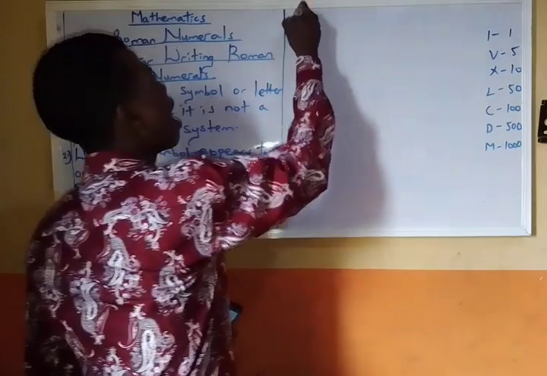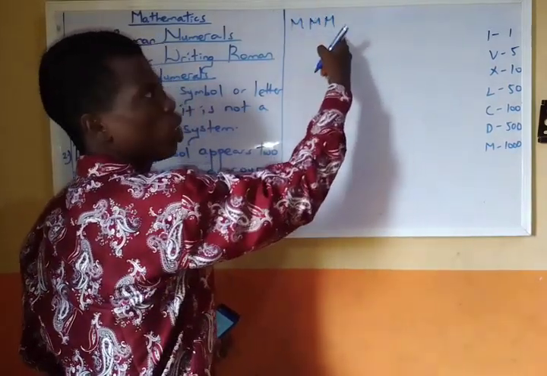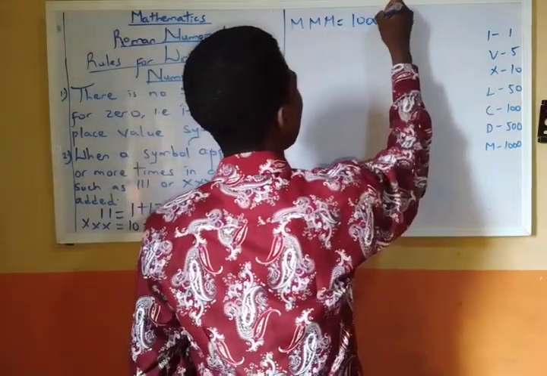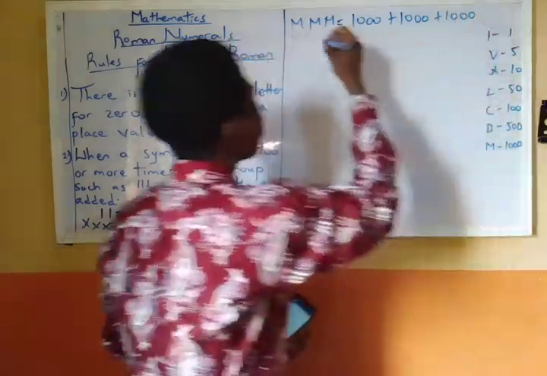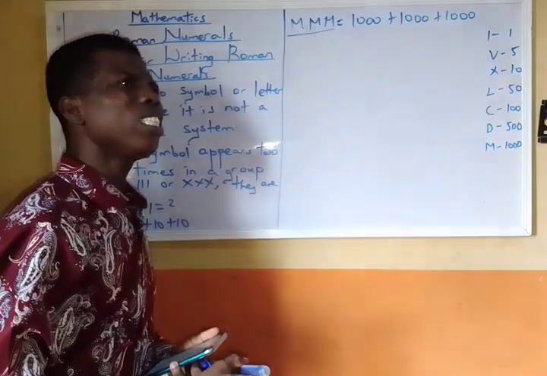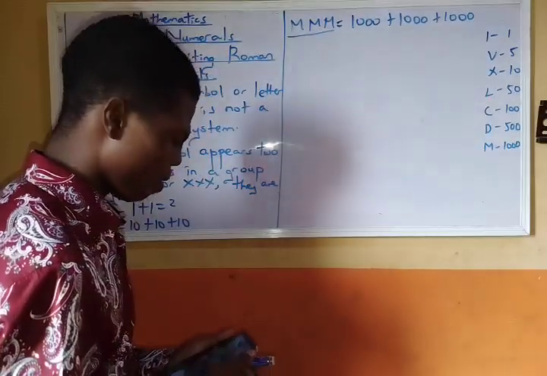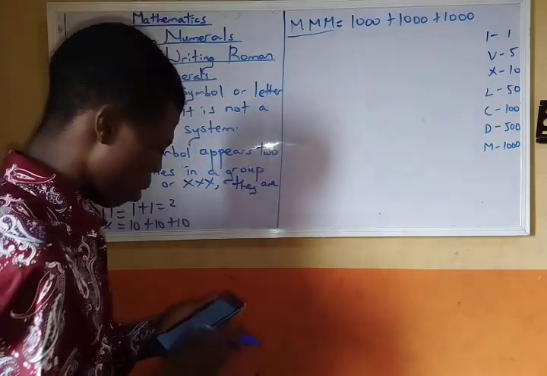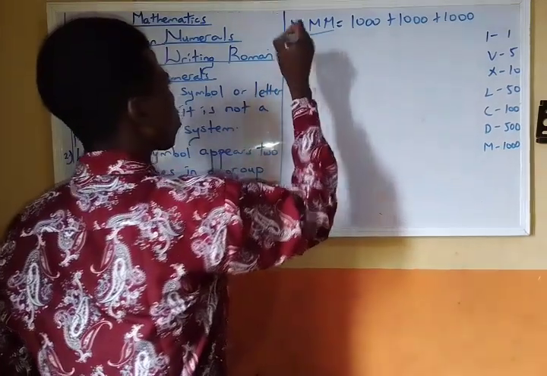So if I have MMM, this one is not a money making machine. It actually means, what is M? 1000. 1000 plus 1000 plus 1000. So if I have a symbol repeated, it means that I need to add their values. Are we together now? Beautiful. Now that takes us to the third rule.